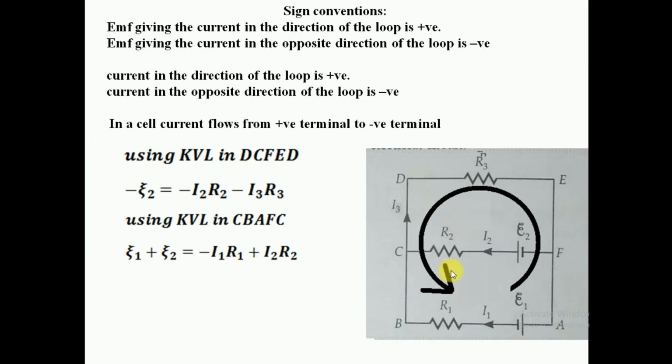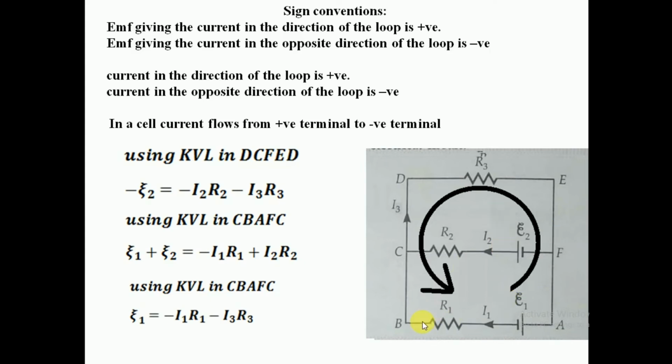So out here my loop is going in the direction anti-clockwise. So now let's see, so I have only one EMF in this loop, so now this EMF is giving the current in the direction of loop, so loop is going towards right, and this E1 will also give the current from positive to negative side, so E1 will give the current in the direction of loop, so it is positive. So positive E1. Now take the resistance and current.